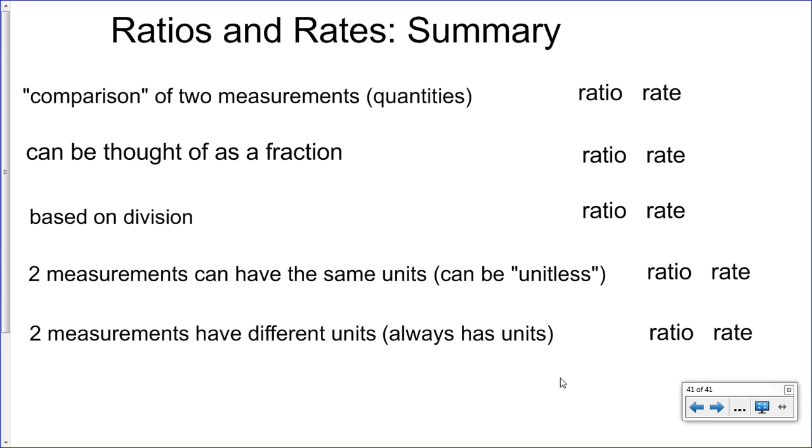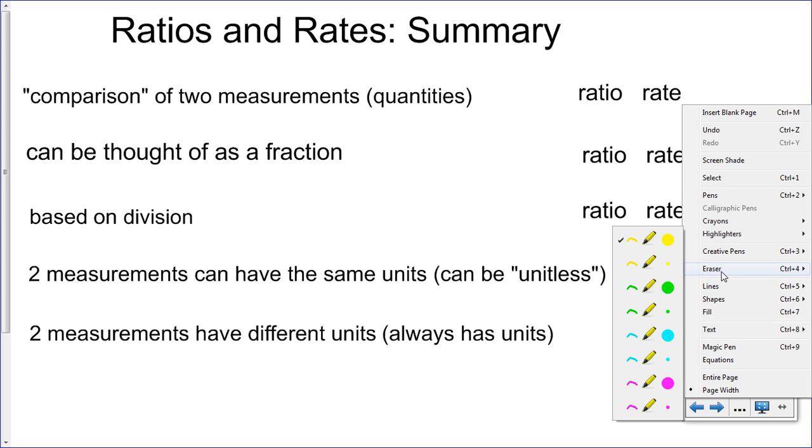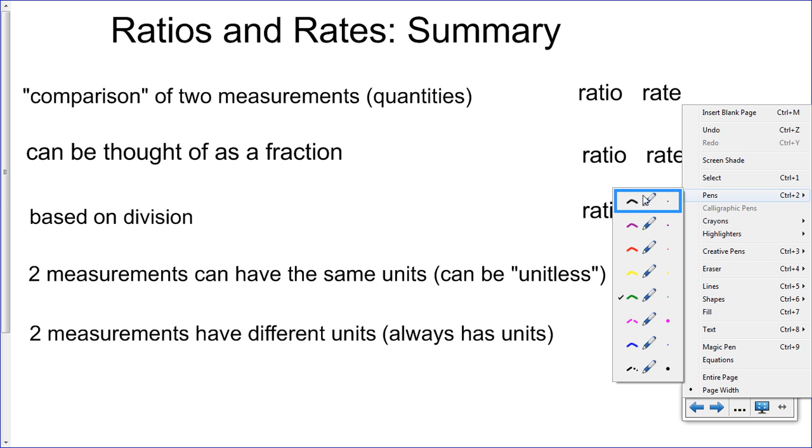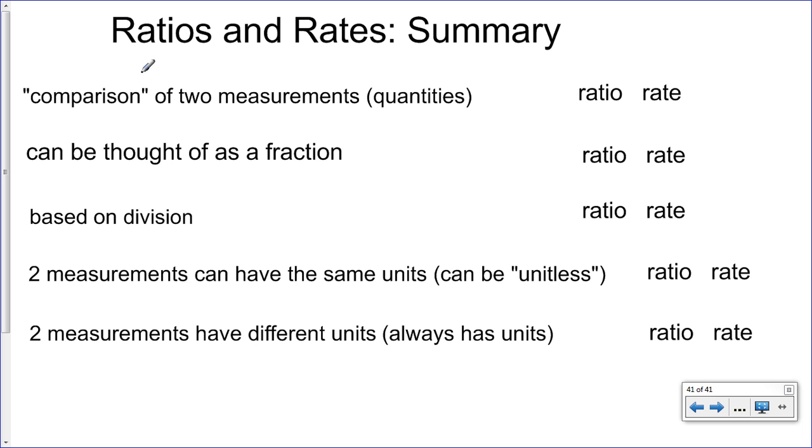Okay, so let's do a little summary of ratios and rates. Remember that they're obviously related words because they both have this "rat" in them. Now, let's talk about what they have in common and what distinguishes a rate. It turns out that a rate is a special ratio. A rate is a ratio, but it's a special ratio.